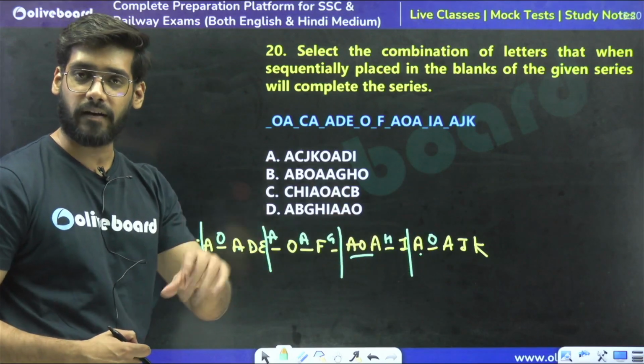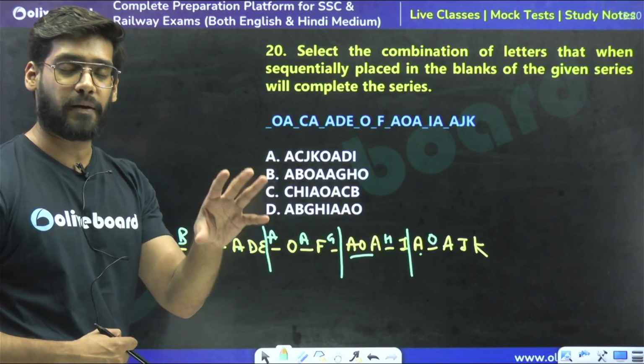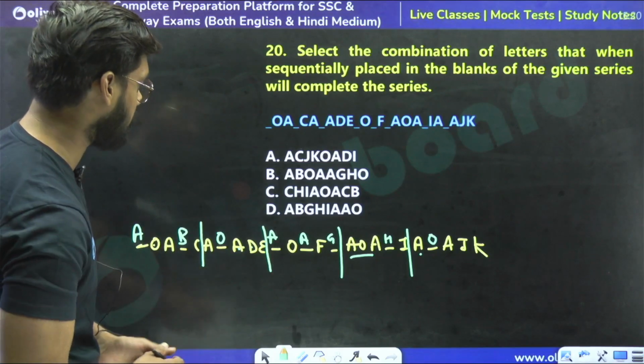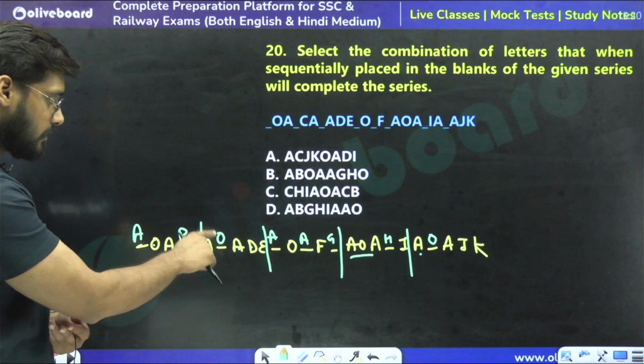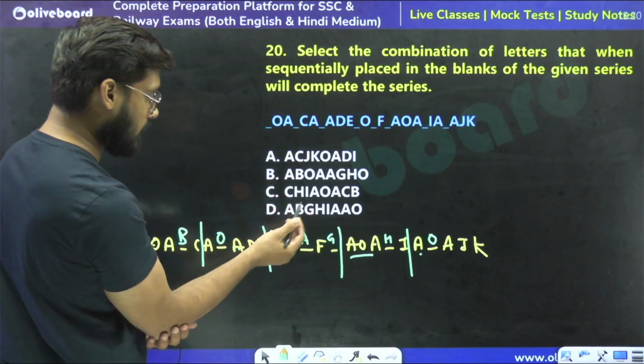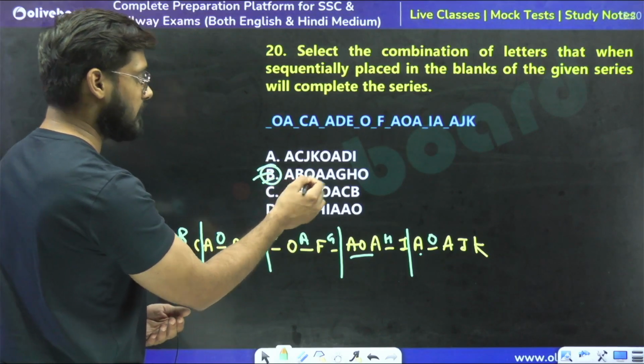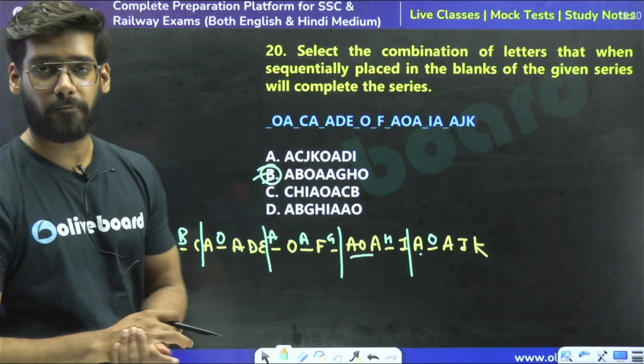There were 25 elements. We made pairs of 5 elements, 5 pairs. So A, B, O, A, A, A, B, O, A, A. Option number B, A, B, O, A, A matches with option number B, right?